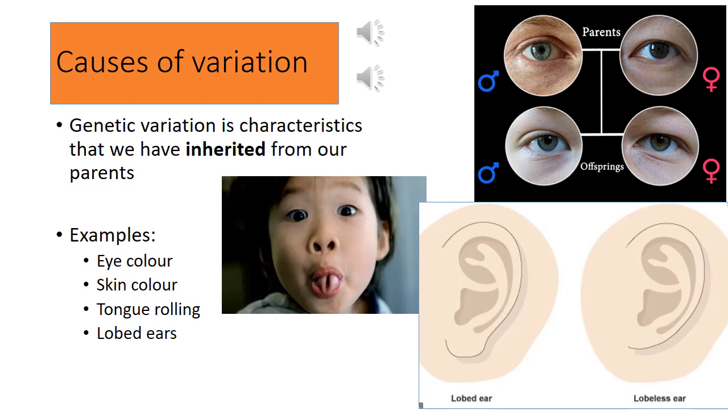Give it a go now. Can you roll your tongue? And lobed ears. So your earlobes are either attached very closely to your head or they dangle like a dangly earlobe. And that is genetic. You either have a lobed ear or you have what's called a lobeless ear.